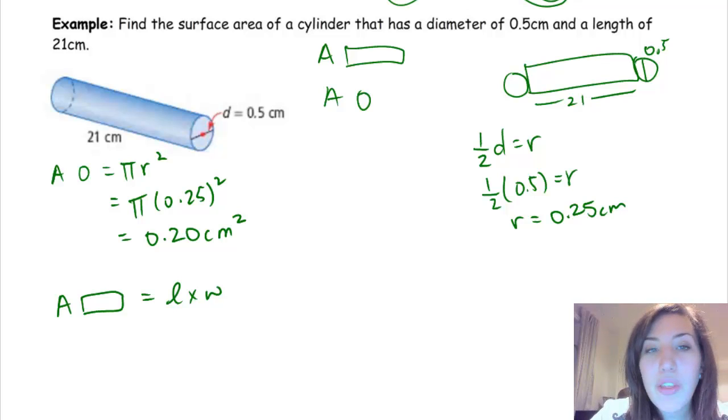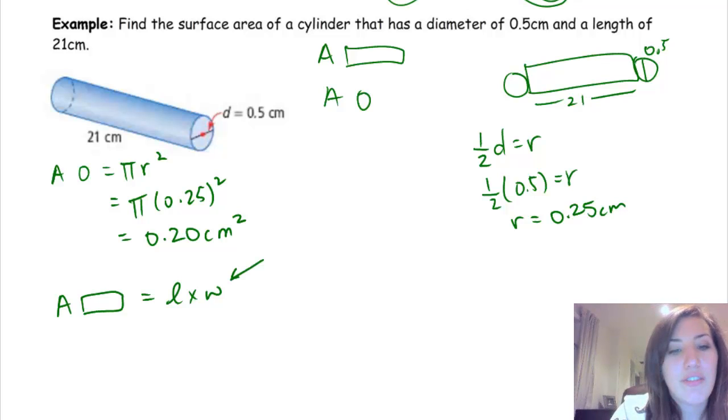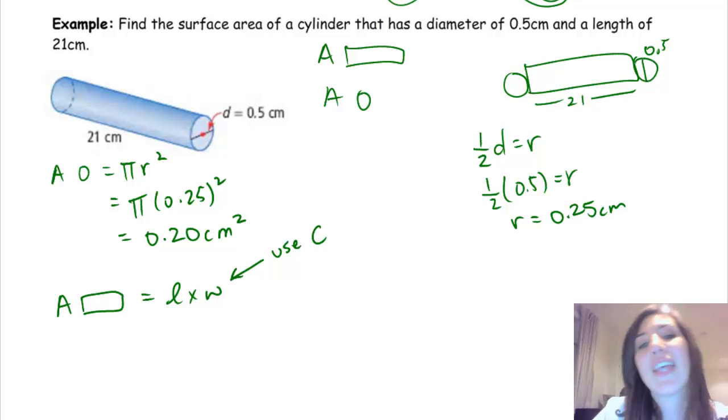Do we know both of those values? No, we don't. We don't know what the width is. We only know that the length is 21. So if we want to use the width, we need to find the circumference. So use C for circumference.